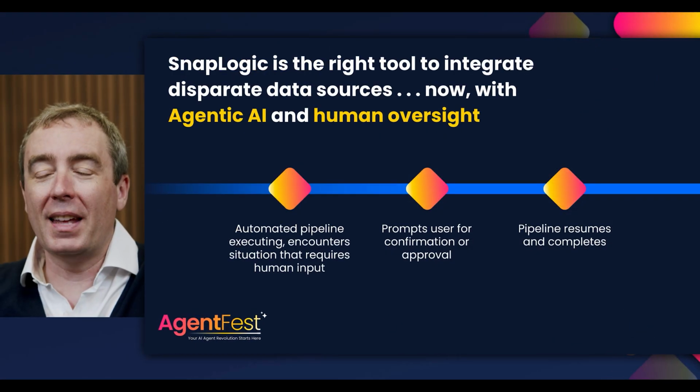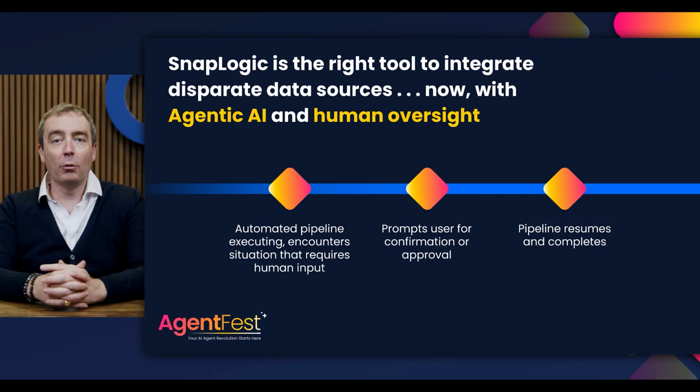Back to you. So as we all know, SnapLogic is the right tool to integrate disparate data sources. What we've done is we've added agentic AI and human oversight. So if an automated pipeline is running and it encounters some sort of situation that needs human input, it now has the ability to stop and prompt a user for confirmation or approval of whatever is encountered, and then resume and complete the automated portion of the workflow. We call this human in the loop.